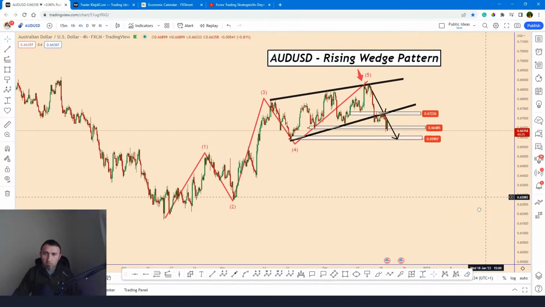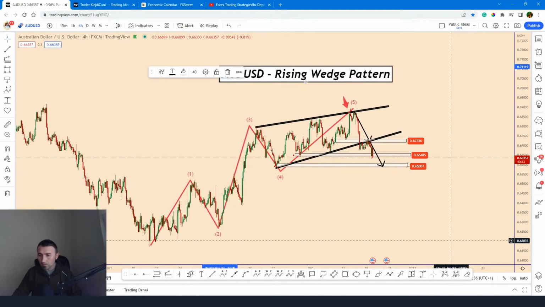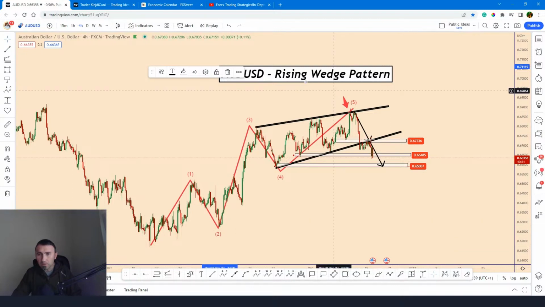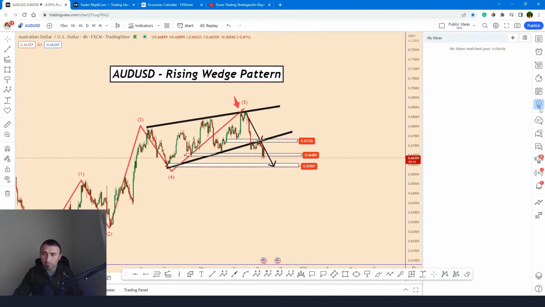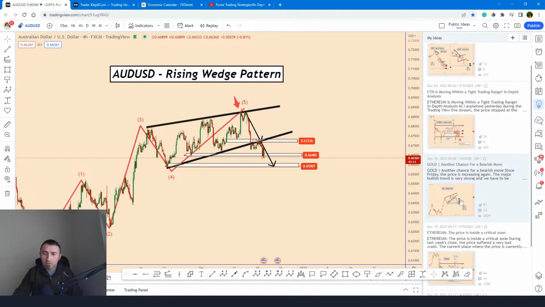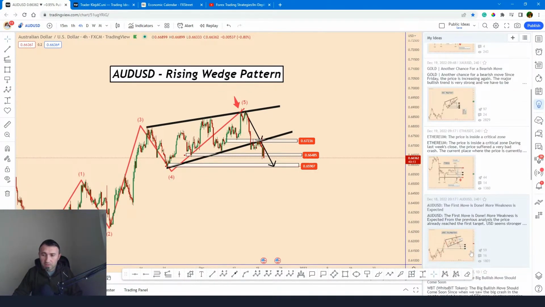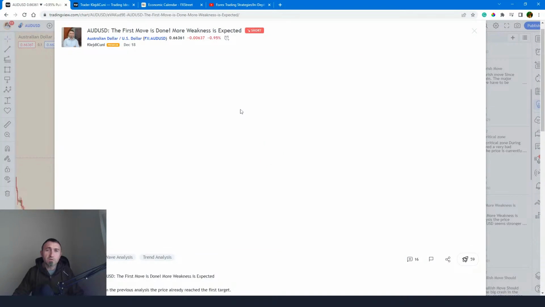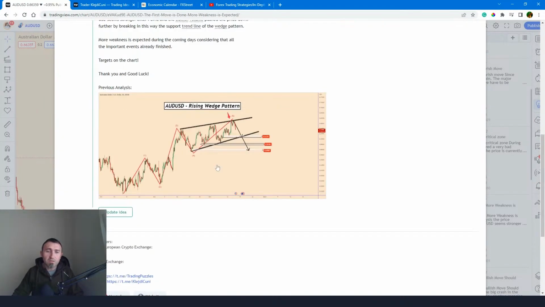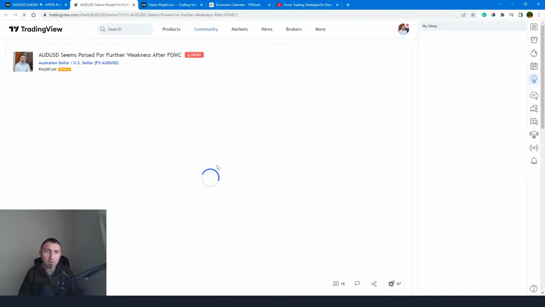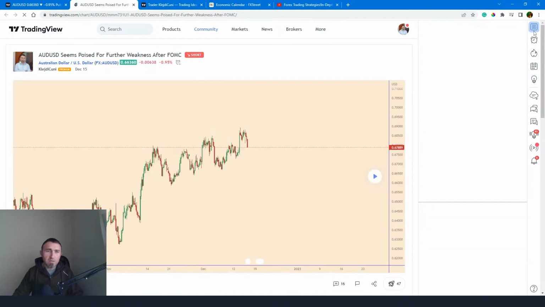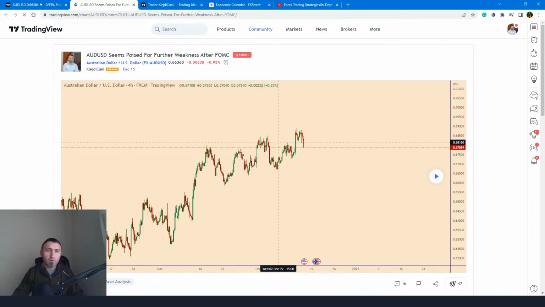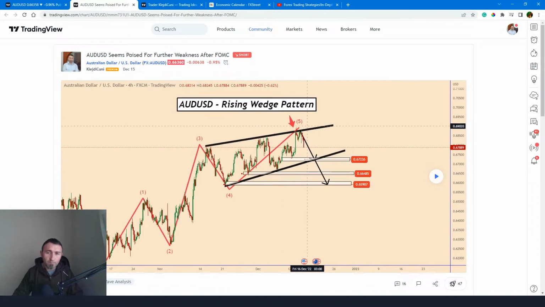So let's see what is going to happen. Sorry, the next one is Australian dollar and USD dollar. I have shared this during the previous times, since when the price was at the top, and also when we discussed about FOMC 1 day ahead. So this was a scenario for Australian dollar, USD dollar.